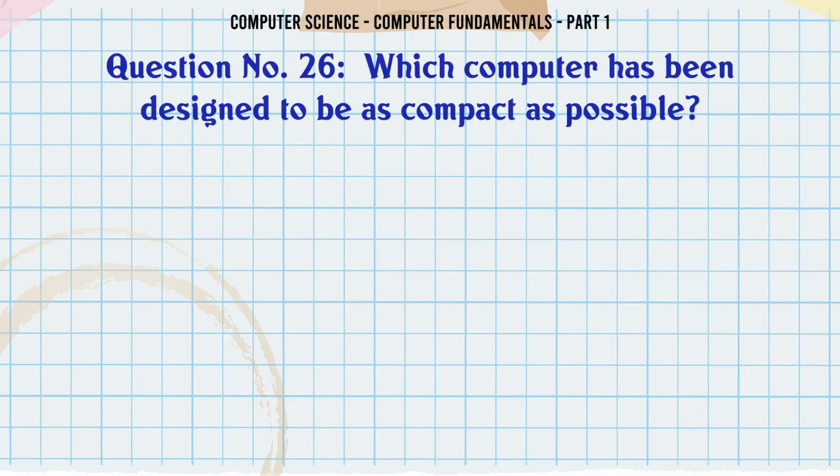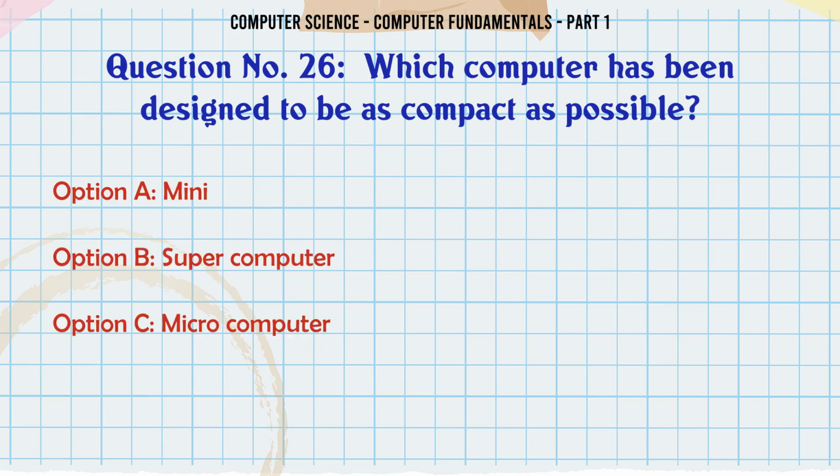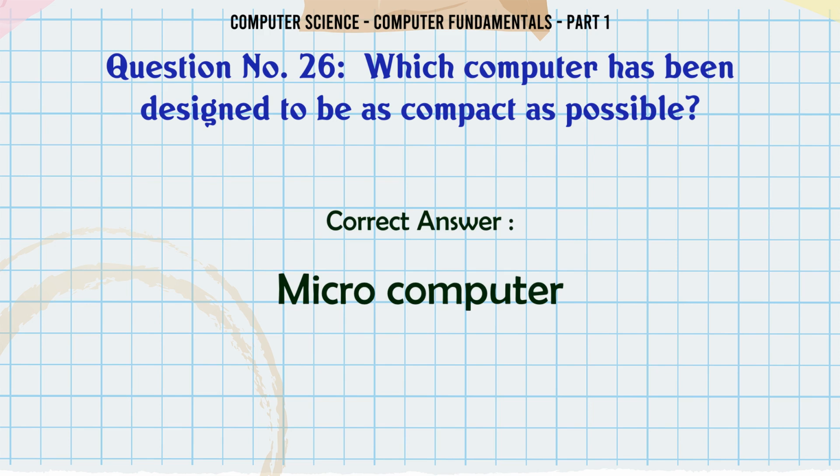Which computer has been designed to be as compact as possible? A. Mini. B. Supercomputer. C. Microcomputer. D. Mainframe. The correct answer is microcomputer.